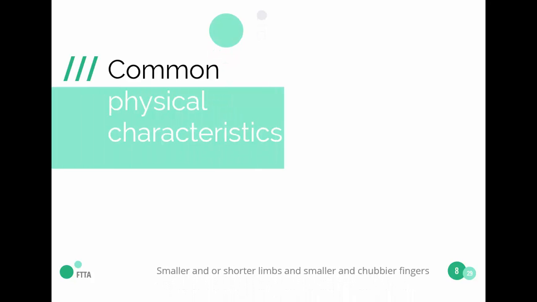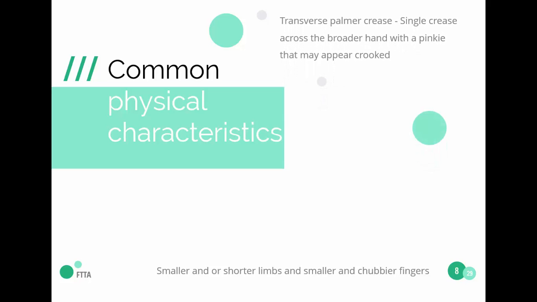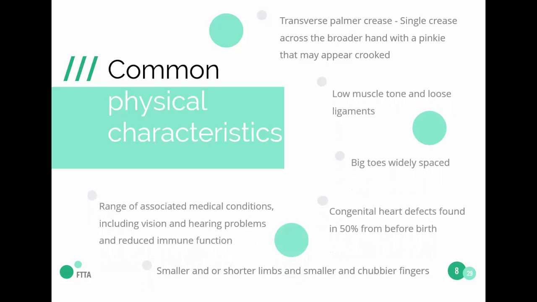Common physical characteristics. Again, we're continuing on from the last slide, which was really showing us the face type characteristics. Smaller and or shorter limbs, and smaller and chubbier fingers. Transverse palmar crease, single crease across the broader hand with a pinky that may appear crooked. Low muscle tone and loose ligaments. Big toes, widely spaced. Congenital heart defects found in about 50% of people from before birth. Range of associated medical conditions including vision and hearing problems, reduced immune function.